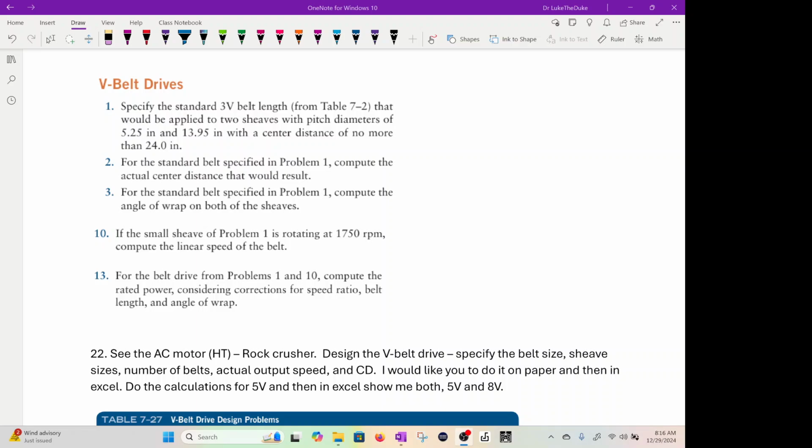Okay, here is a quick video on this homework. Pretty much problem 1, 2, 3, 10, and 13 all go together. And if you watched my previous video, you can follow that right along. Now, again, we're just using a 3V instead of a 5V. Different numbers, good practice.